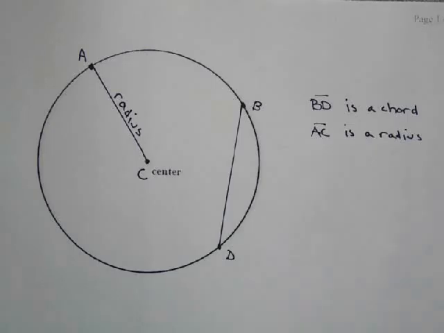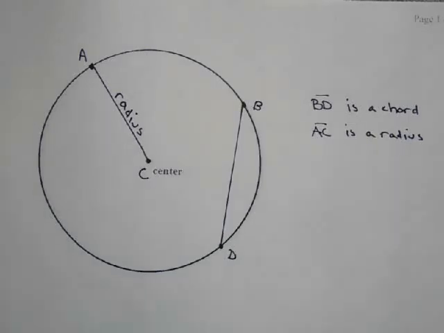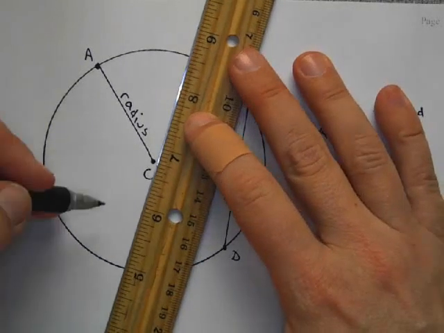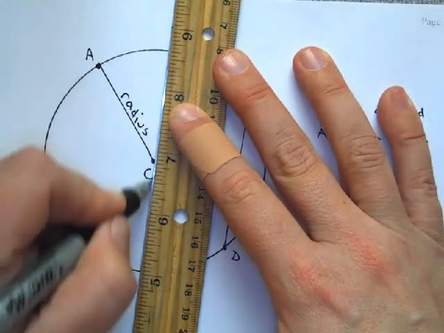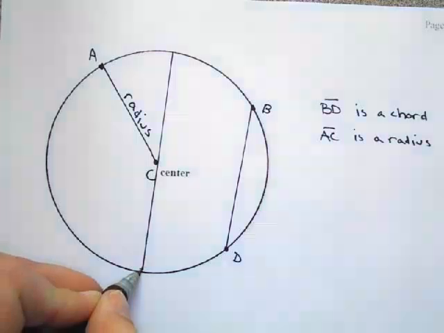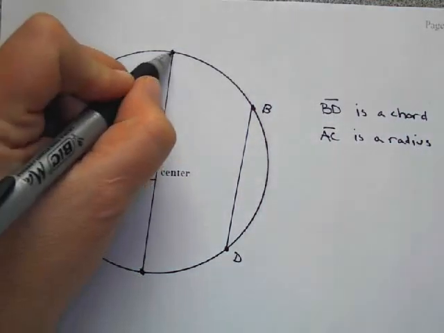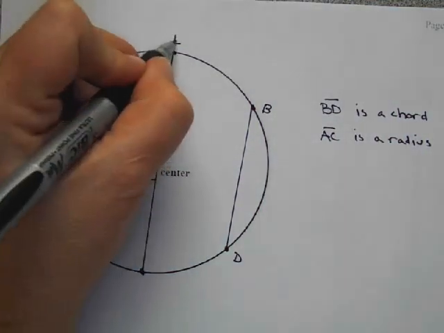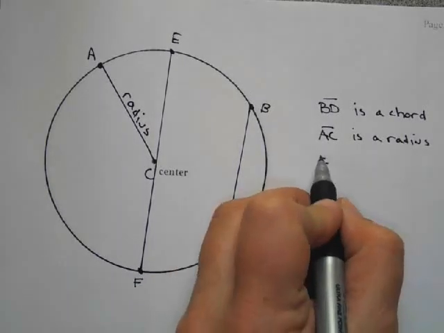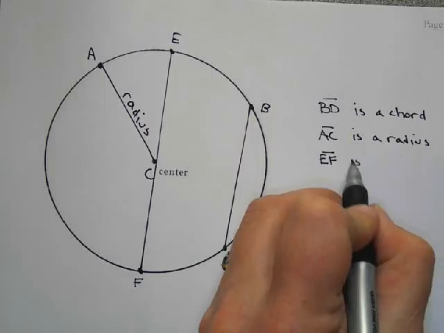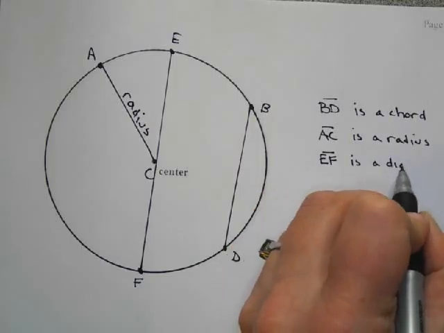And there's also a special chord, which you'll know already, called a diameter. And a diameter must go through the center of the circle. So a diameter is a special chord whose endpoints are on the circle and it passes through the center of the circle. So EF is a diameter.